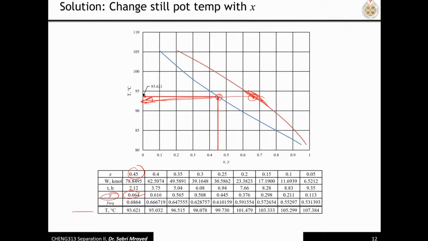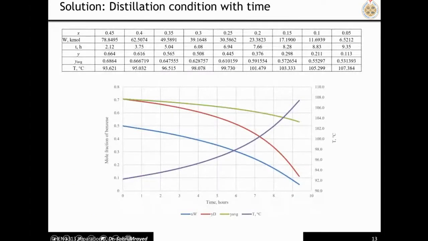So now you have the temperature, you have the average, you have Y, you have W, you have everything. As a function of time, you can draw. And as you see here, the only thing that's going to increase is the temperature of the still pot, because the concentration of the heavy component will increase, and therefore the boiling point of that mixture will increase, because you will have to have higher temperature for that heavy component to be able to evaporate.